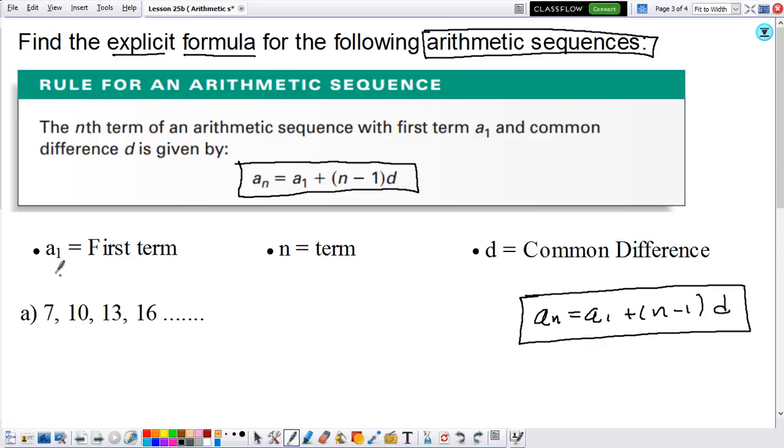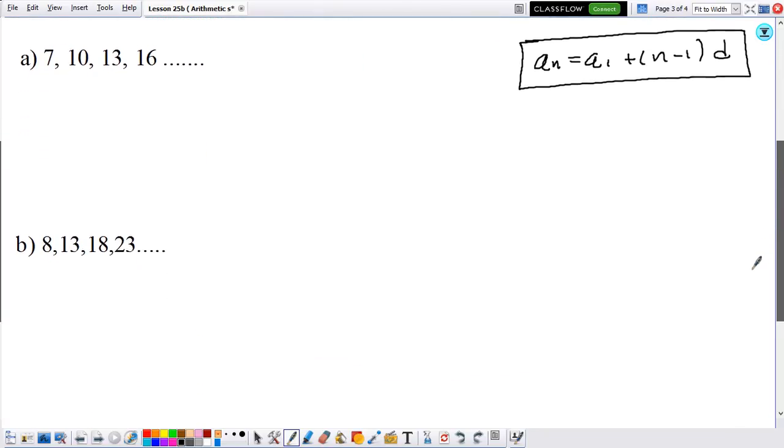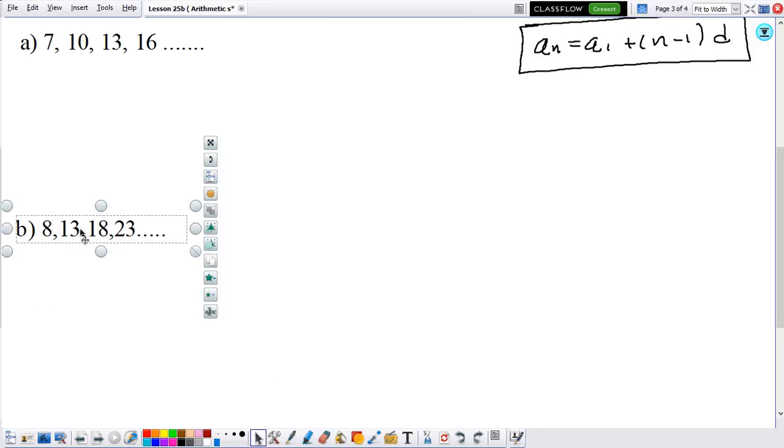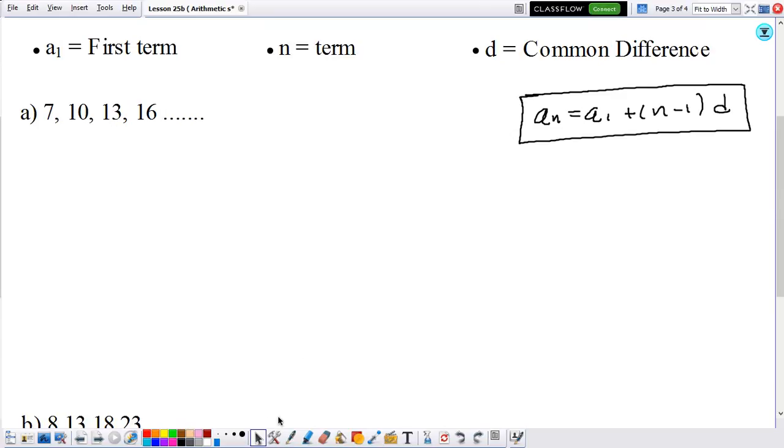What's the first term, which we know is a1? What's the term, which we know is n? And what's the common difference, which we're going to label as d. So let's find explicit formulas for the following sequences. Let's concentrate on the first example here. Again, all we need to know is what is the first term, which we can call a1, what is n, and what is d. Once we know those three items, we plug them into the formula and we're done.